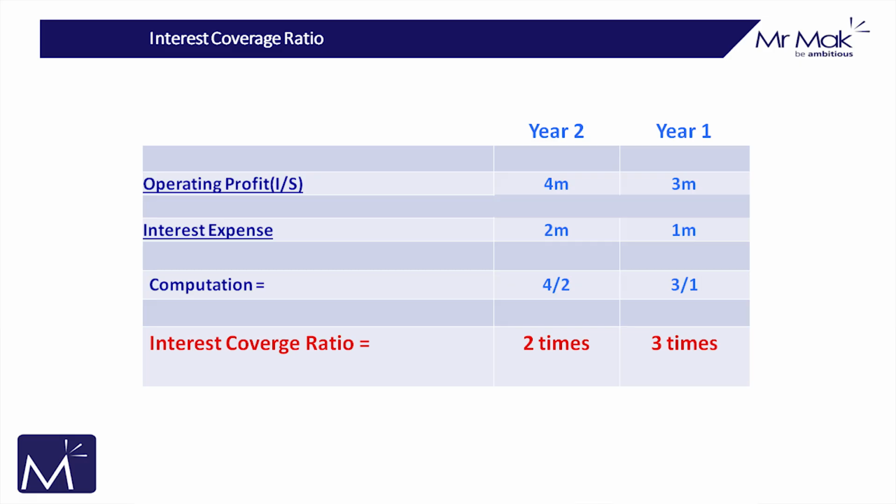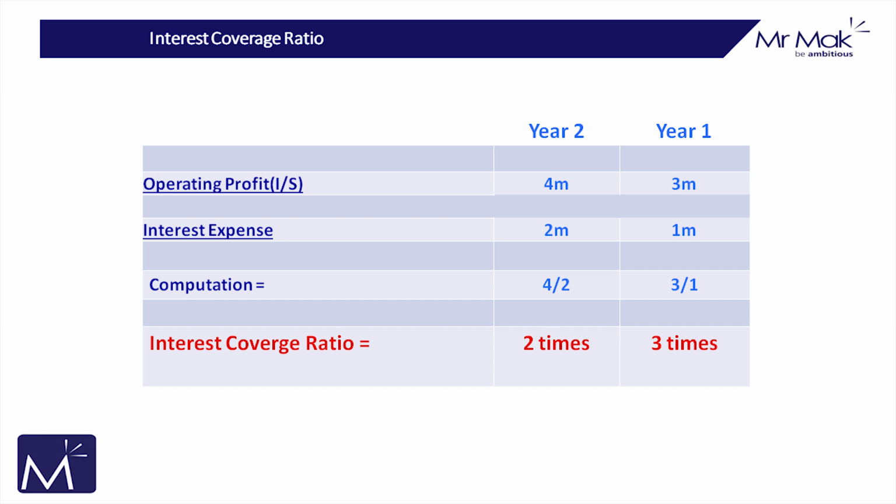Let's do an example. In our example, in the first year, the company has got a profit before interest and tax of 3 million. It has an interest expense of 1 million. The interest coverage ratio is going to be 3. Simply the profit before interest and tax divided by the interest expense. So this company could theoretically increase its debt levels by 3 times and it would still be able to service the interest expense.